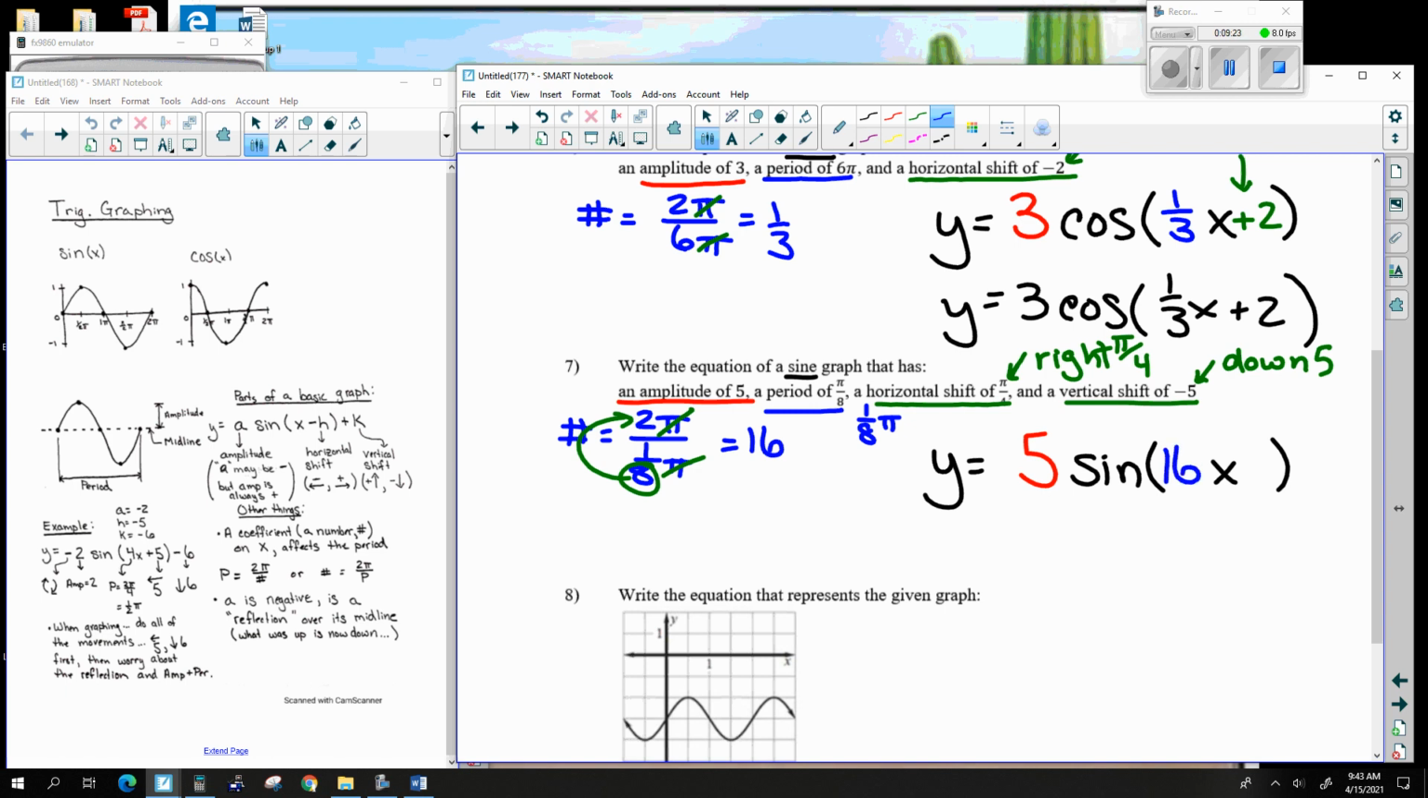Horizontal shift, so this is going to go right pi over 4. So right means a minus pi over 4. Minus pi over 4 in here, and then down 5 is outside, since x is live and not the y. So cleaning this up and making sure everything has proper spacing, 16x minus pi over 4 minus 5. Right pi over 4 and down 5.